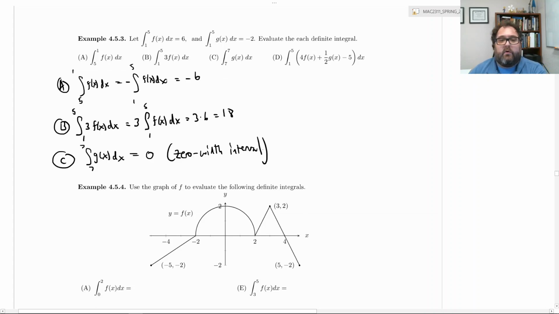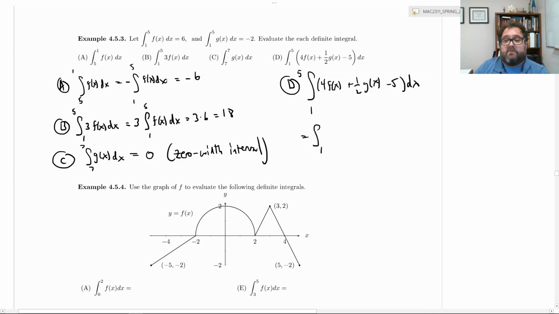Okay, and now what about example D? Oh, example D. Okay, this is a tougher one, but we're still going to use the basic same properties we used in these examples. We have from 1 to 5, 4 times f of x plus 1/2 times g of x minus 5 dx. Okay, what have we not used yet? We haven't used the sum difference rule yet. So we can take the definite integrals of each term individually.